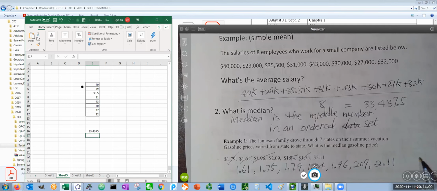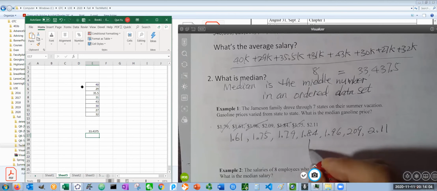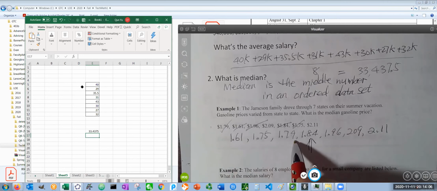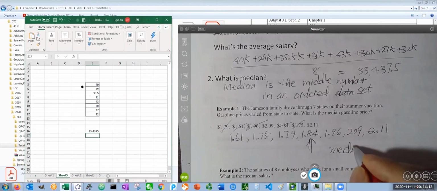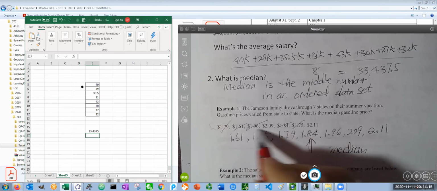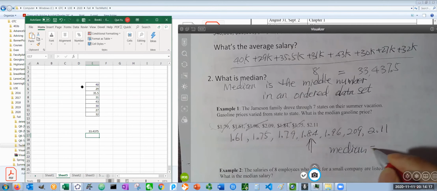So which number is the middle? I already lined them up from smallest to largest, and this one is in the middle. We have 3 in front of it, 3 after it. So this one is the median. The median for this original data set is 1.84.